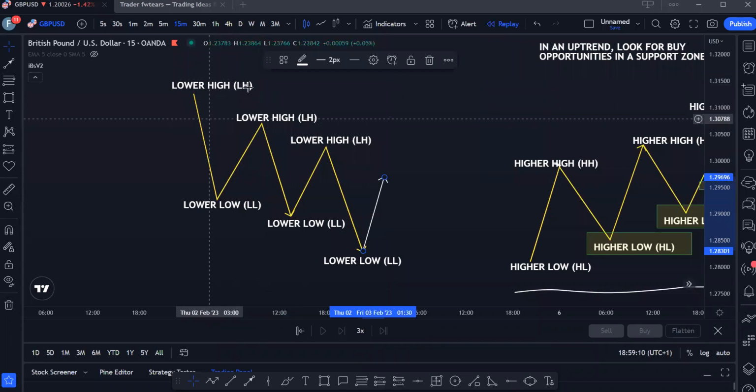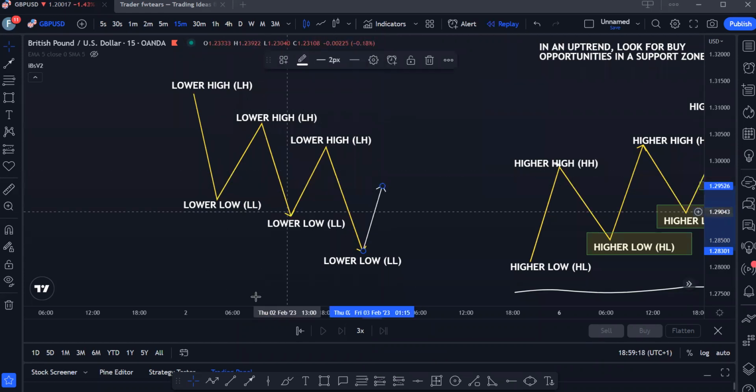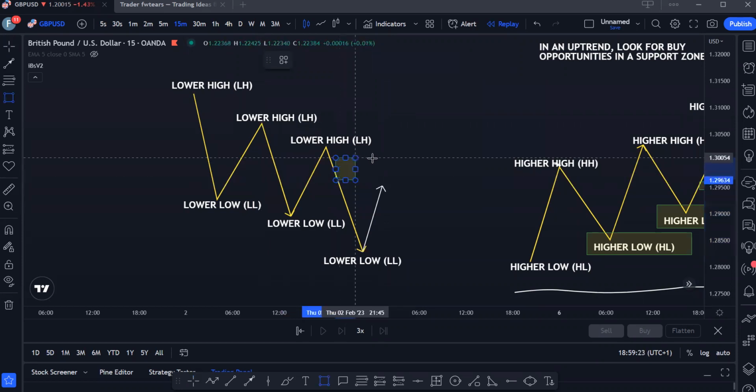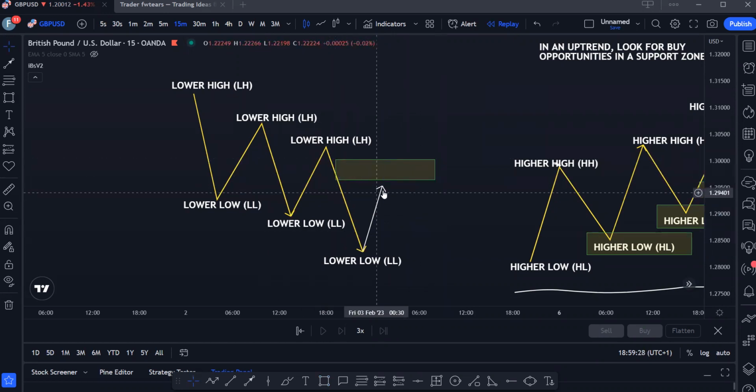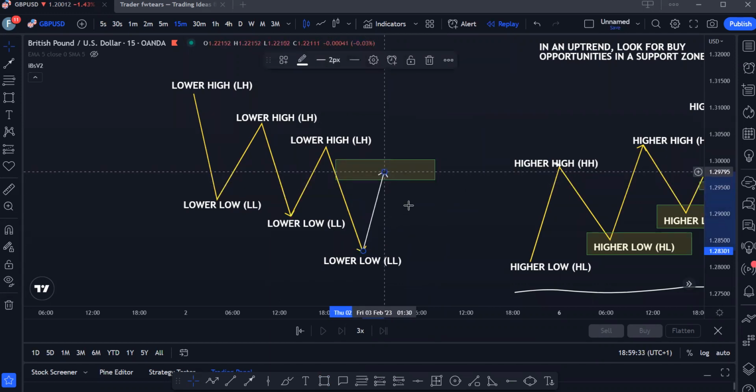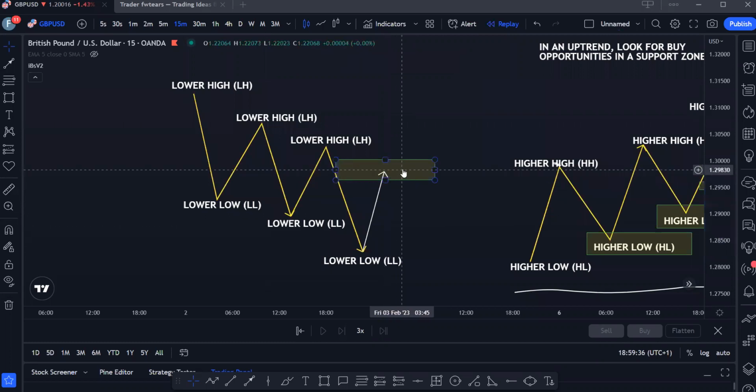In a downtrend scenario, this is what it's going to look like. So you want price to correct into an area of resistance. Once price corrects into a resistance area, in this zone, you want to look for sell opportunities. You look for sell opportunities, like so.